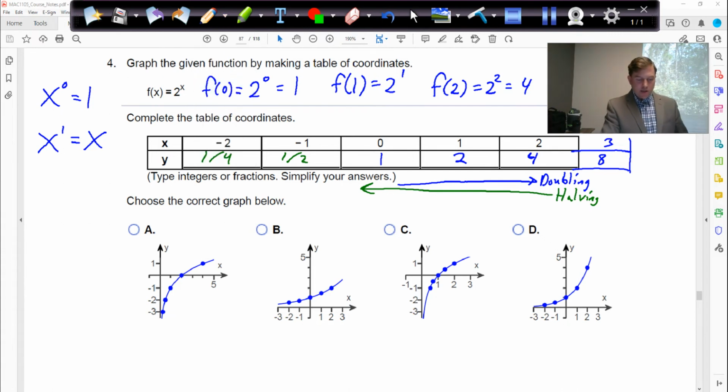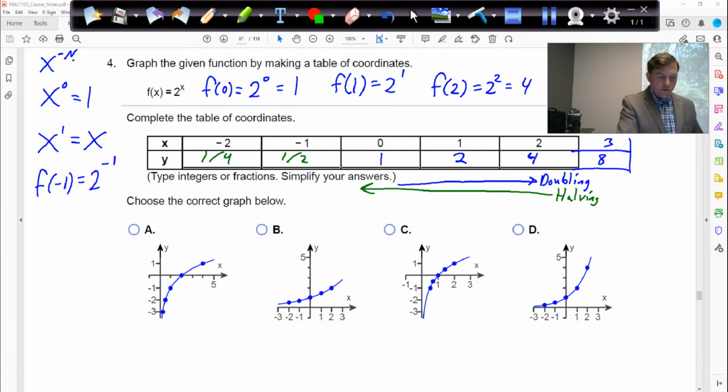So if I plug in f of minus 1, that's 2 to the minus 1. So any x raised to a negative power, you can write it as 1 over x to the positive power. So we're going to write this not as 2 to the minus 1, we're going to write it as 1 over 2 to the first. And now 2 to the first, any number to the first power is itself, so that's 1/2. So that's how I got that 1/2 there.